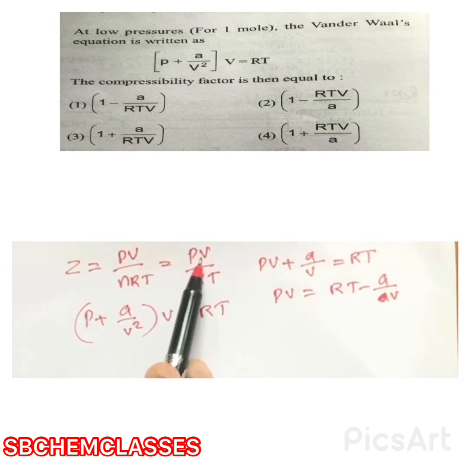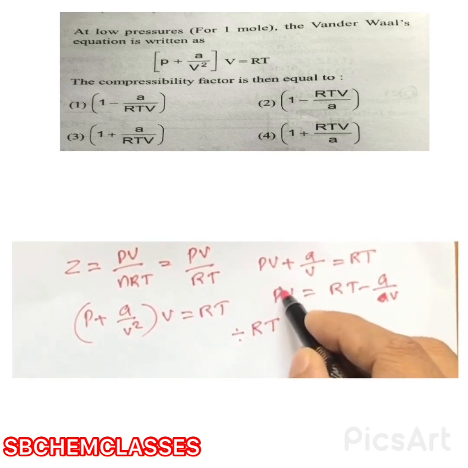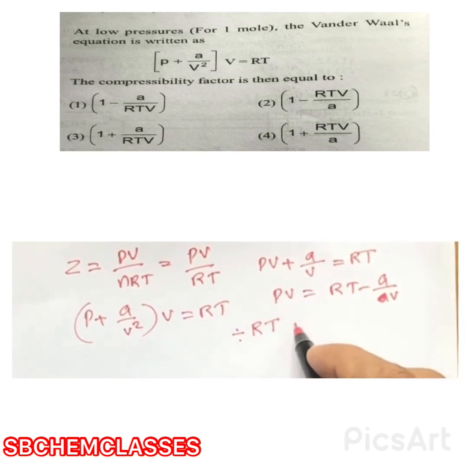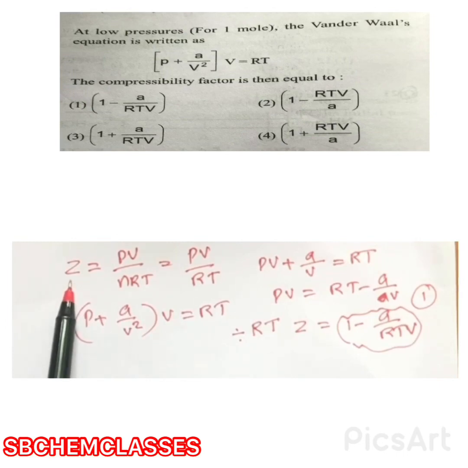Z is equal to PV by RT, so to get Z, I am dividing the equation by RT. The left side PV by RT is Z. The right side is 1 − a/RTV. So option 1. In the same manner, we can determine Z at different conditions, but in this question, at very low pressure it is 1 − a/RTV.